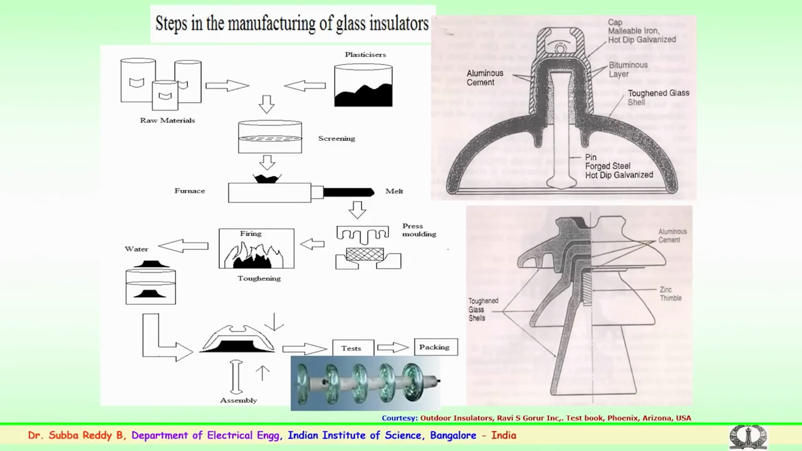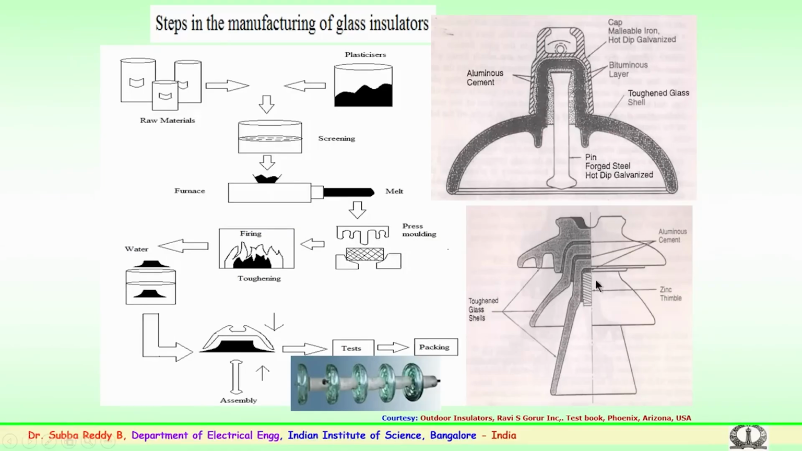This is how the glass insulator looks. This is again a pin type of insulator, normally employed for lesser voltages. Here again you can see the different pin insulators jointed with the help of alumina cement and toughened glass shells, or it could be 2-3 shells which are jointed, depending upon the voltage and the creepage requirement.